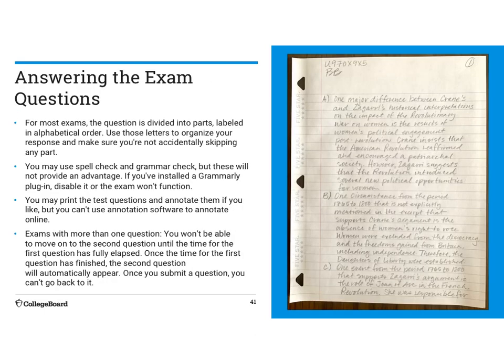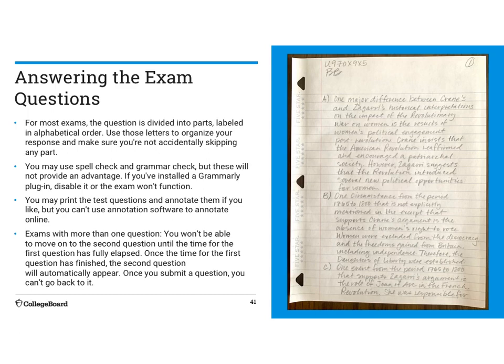When you're answering your exam questions, if you are handwriting or even if you're typing, there are several different things you're going to include. You'll have your AP ID and your initials, and if you are doing photos, you'll number the pages in order. You want to actually label the parts A, B, and C in your answers to make sure that you haven't skipped anything. Again, if you've got Grammarly, make sure that you remove it. You can print test questions and annotate them, but do not use annotation software to annotate online. You would print it and write on it by hand with a pencil or a pen.